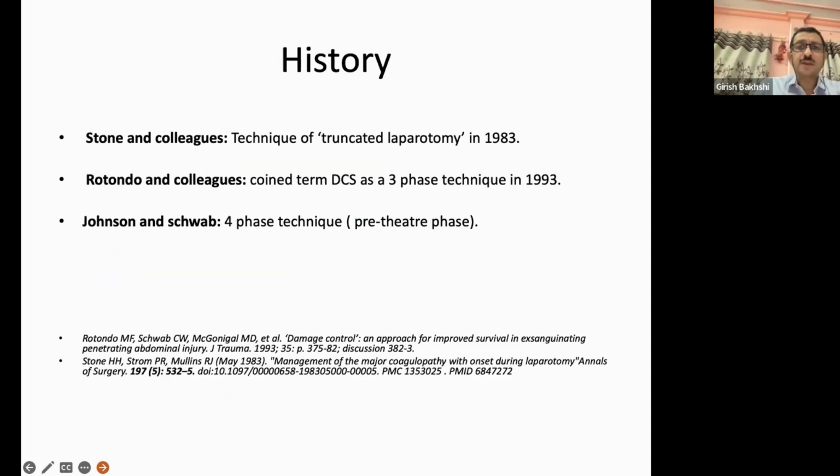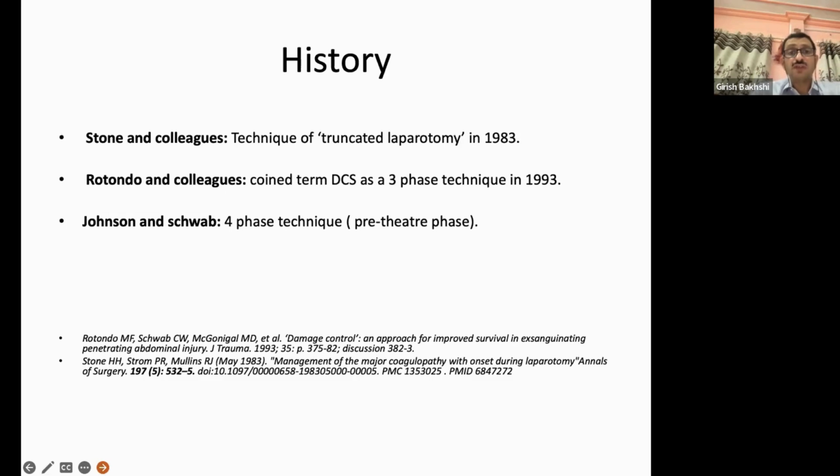If you go to the history, in 1983 Stone and colleagues gave a term known as abbreviated or truncated laparotomy. What they meant was that if a trauma victim comes to them, basically war victims, with an abdominal injury, whether blunt or penetrating, these patients are already in a state of shock. So do the least to prevent blood loss and to prevent contamination by the fecal contents of the intestine spilling into the peritoneum, don't do a definitive surgery, and shift him to the ICU.